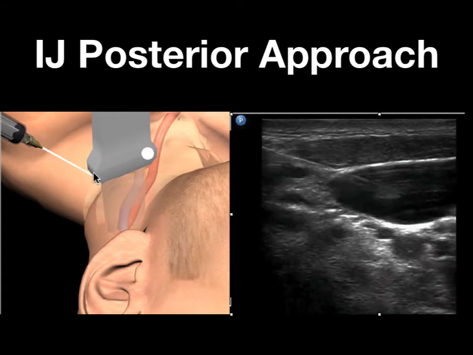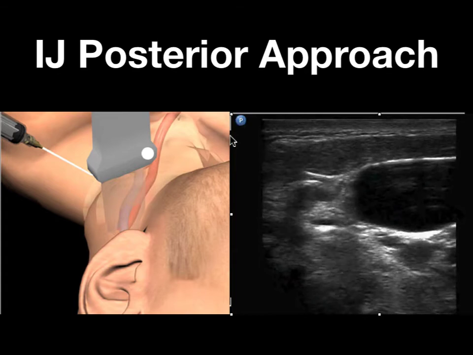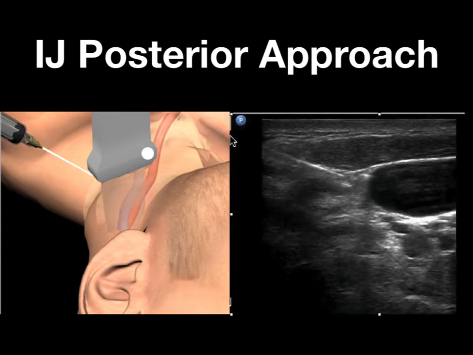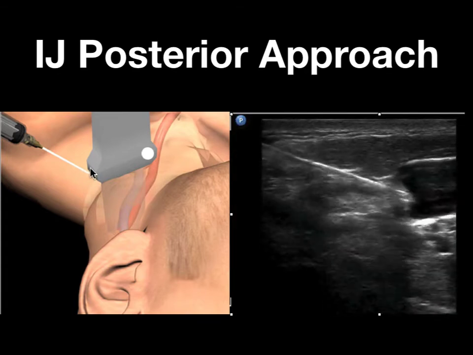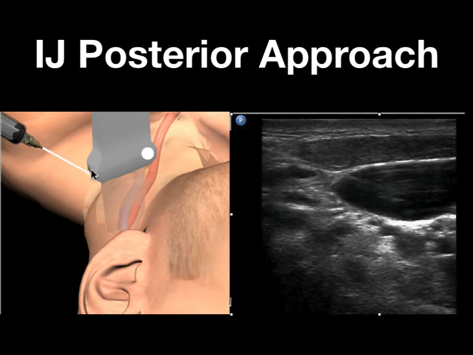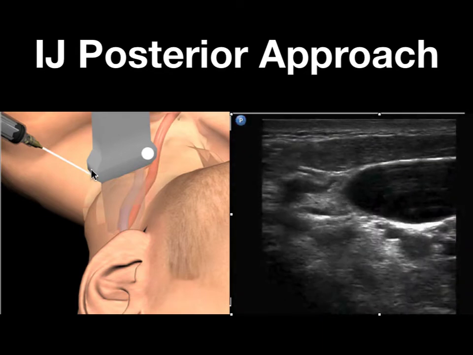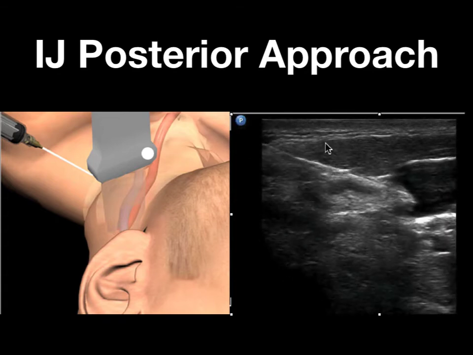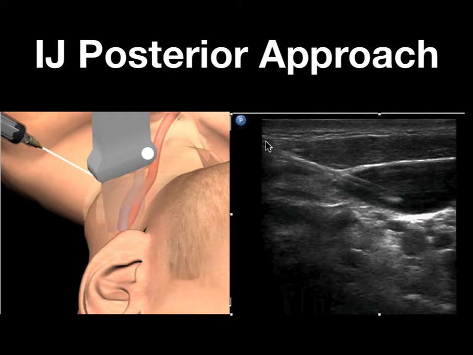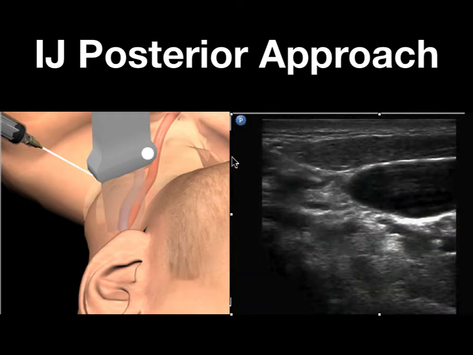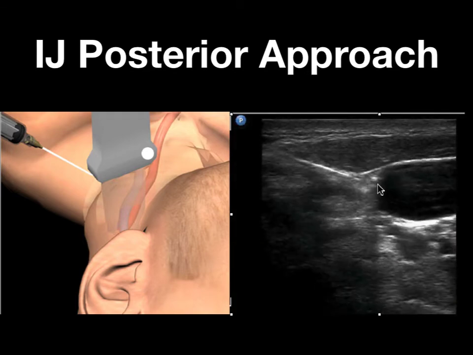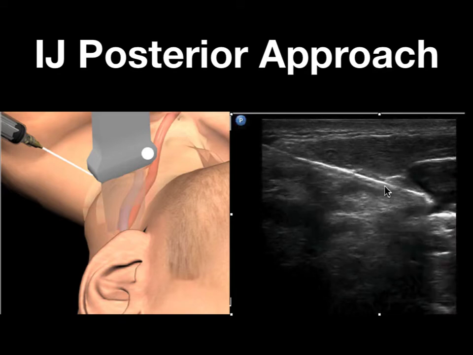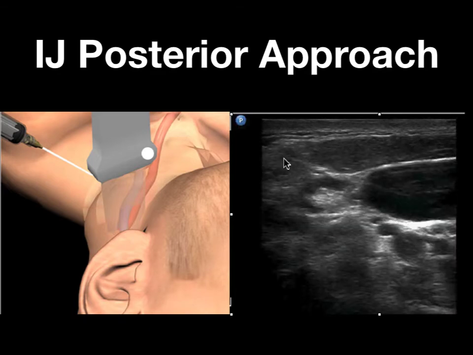You enter with the transducer at the lateral border of the sternocleidomastoid muscle, and the transducer is going to enter in the middle of the short plane, or the short face of the transducer. You're going to slide underneath the sternocleidomastoid muscle, which you see here. You don't want to go through the muscle belly, and you're going to enter the internal jugular vein. So this is a long axis approach. This is an in-plane approach because you're going to see the needle in its entirety.